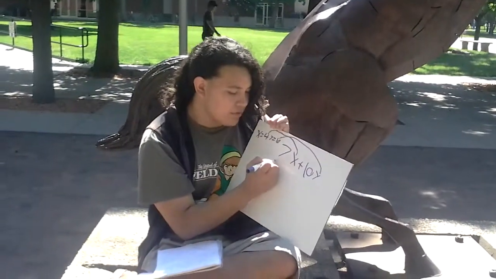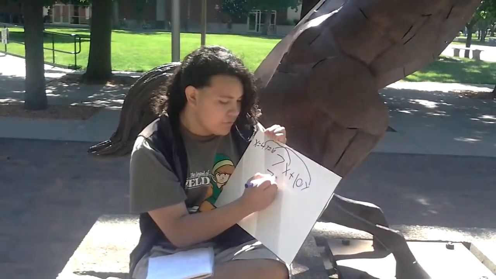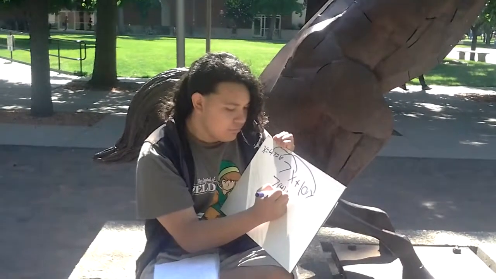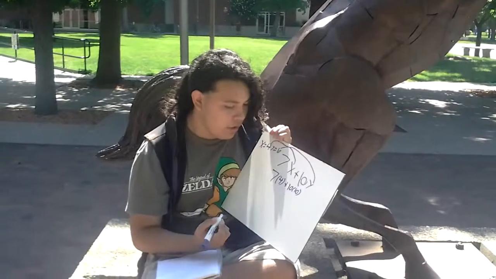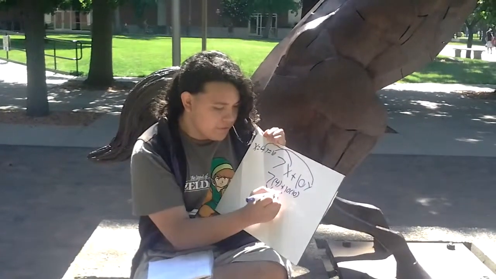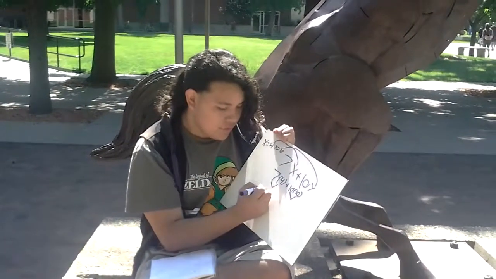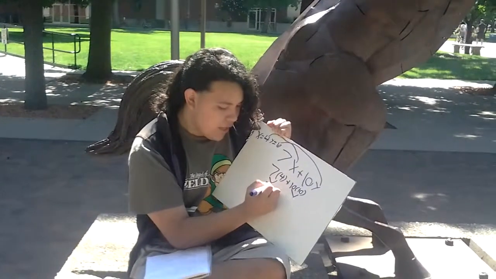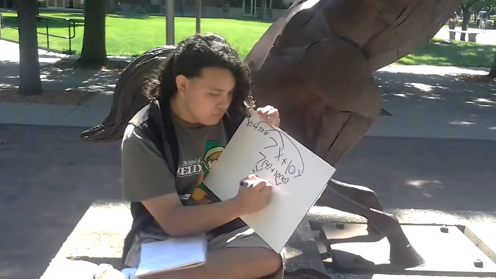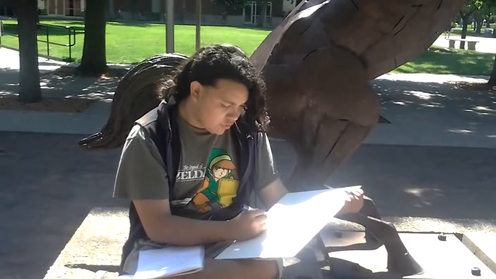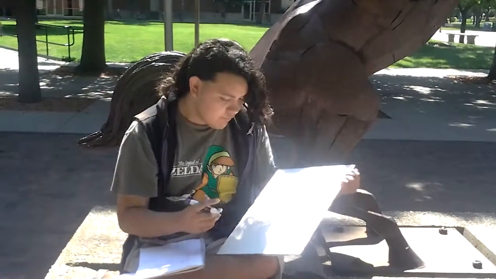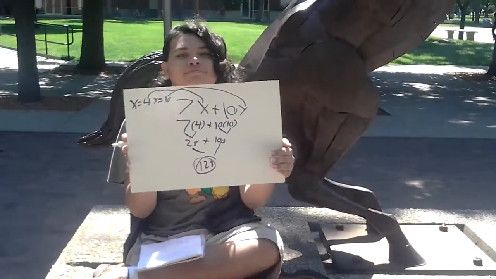So that would translate to 7 times 4 plus 10 times 10. And so you just multiply each pair of numbers. So that would be 28 plus 100. And then you add those two together to get 128. And there is your answer.